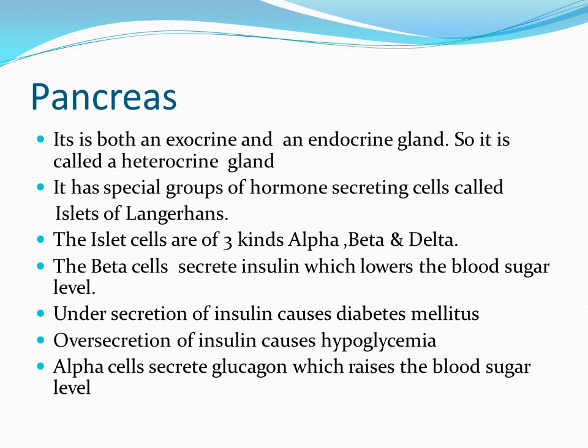Glucagon, the other hormone, is secreted by the alpha cells of islets of Langerhans of pancreas. It stimulates the breakdown of glycogen in the liver to glucose, thus raising the sugar level in the blood.